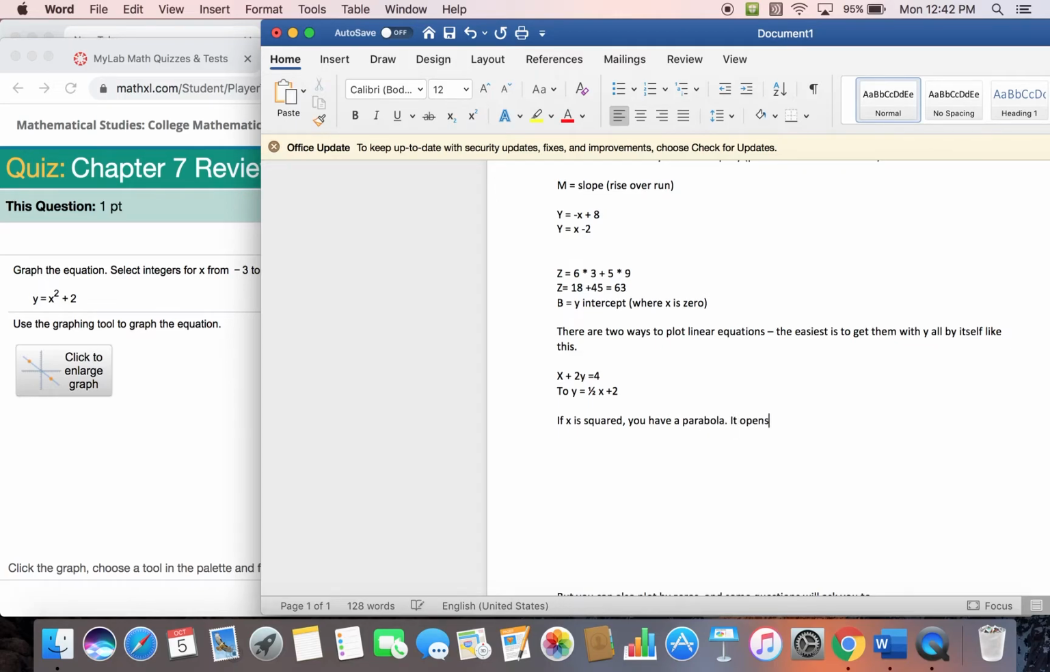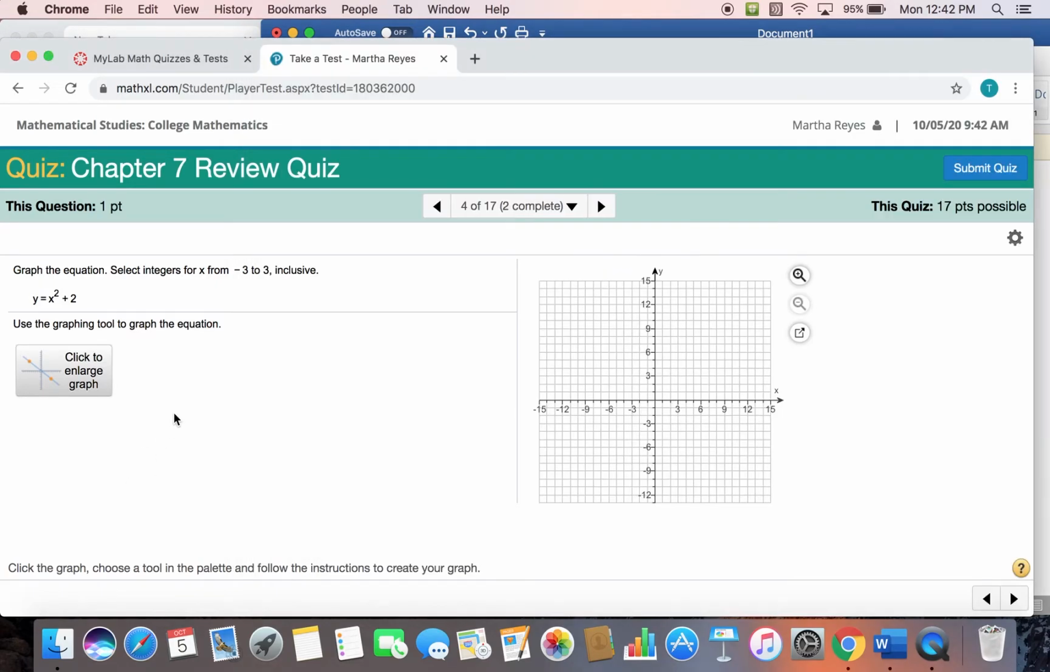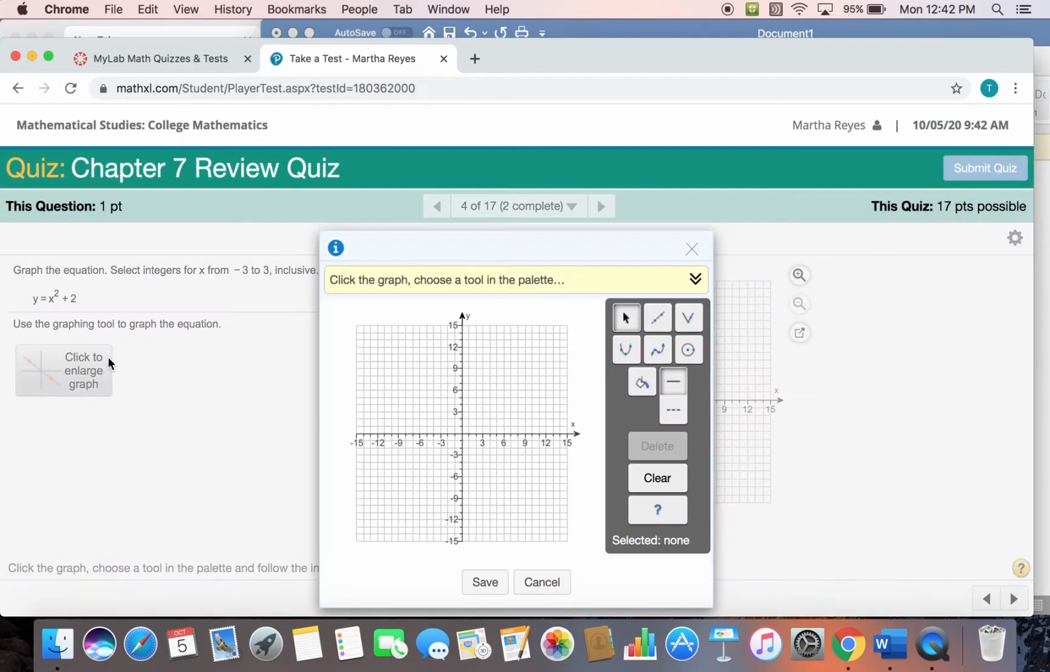It opens up if it is positive, and it opens down if it is negative. So I'm going to show you exactly how to do this in a second here. To actually graph it, you need to pick a few points. So let's go ahead and do this right here.